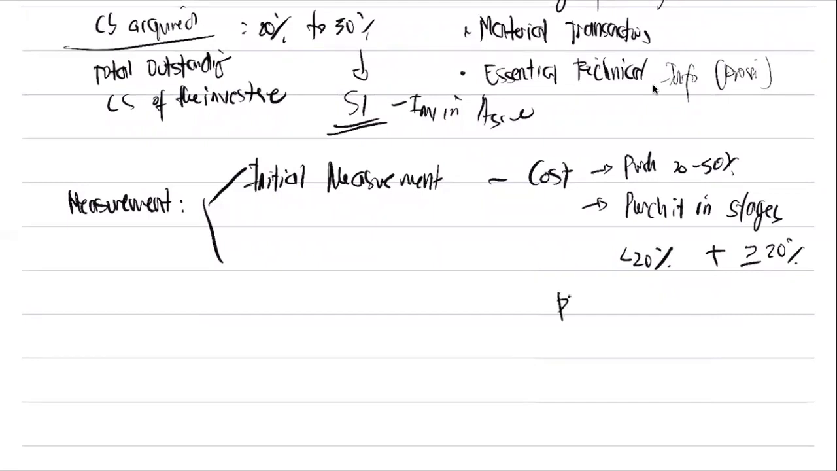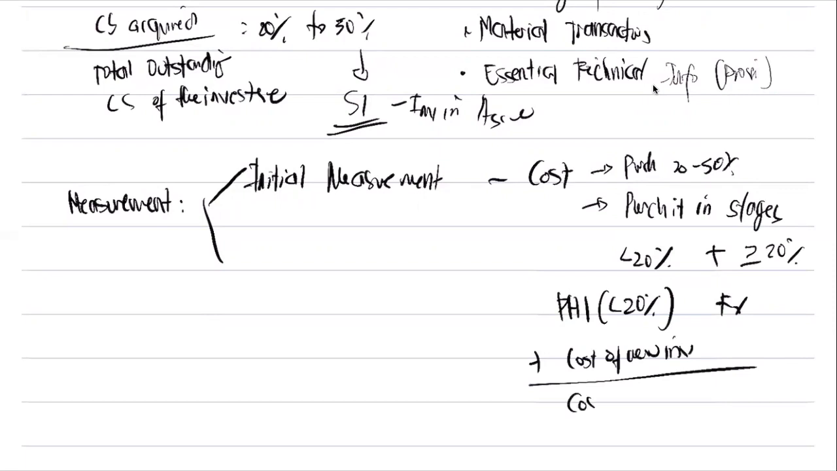We get first your previously held interest. So this is the less than 20% ownership. You should get it at fair value. You add the cost of new investment. That is your total cost of investment in associate.